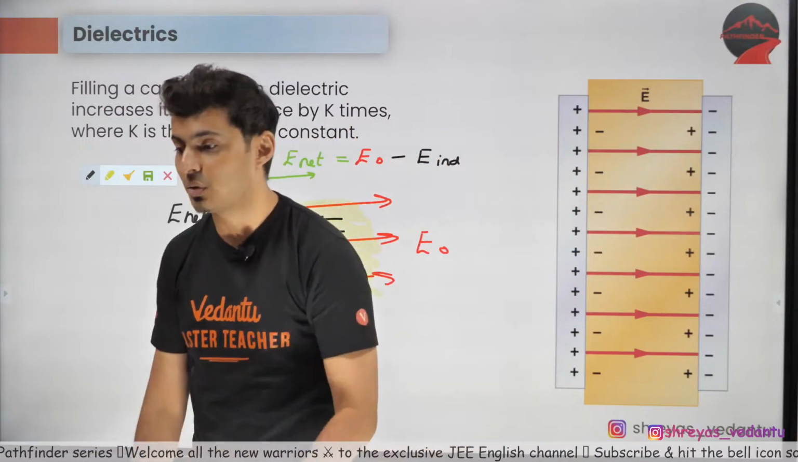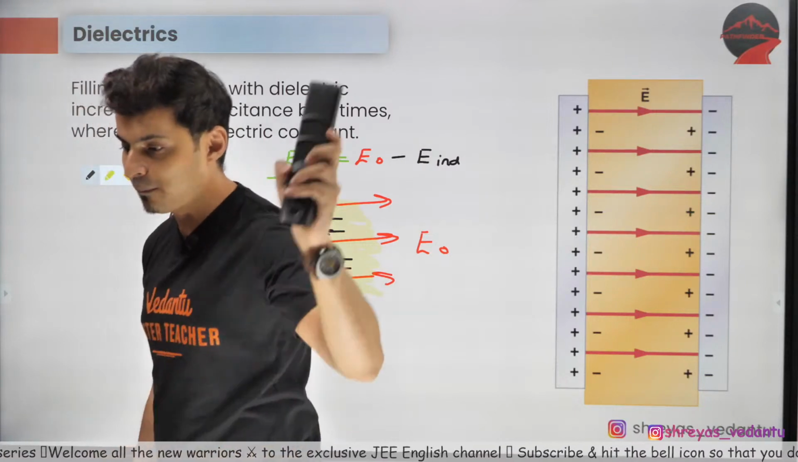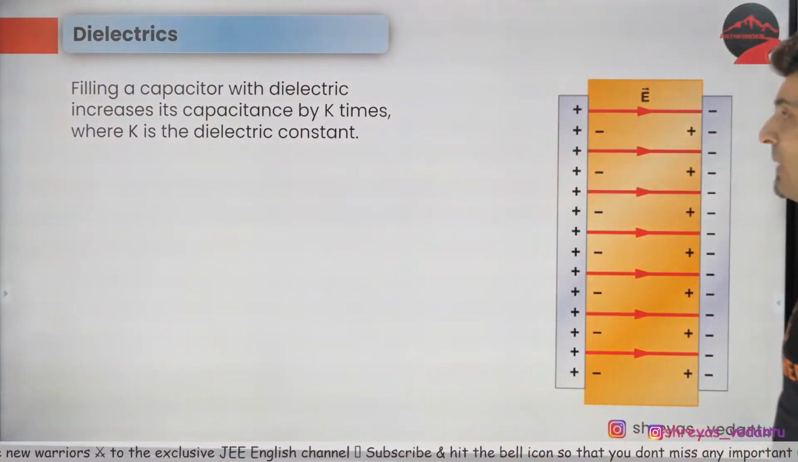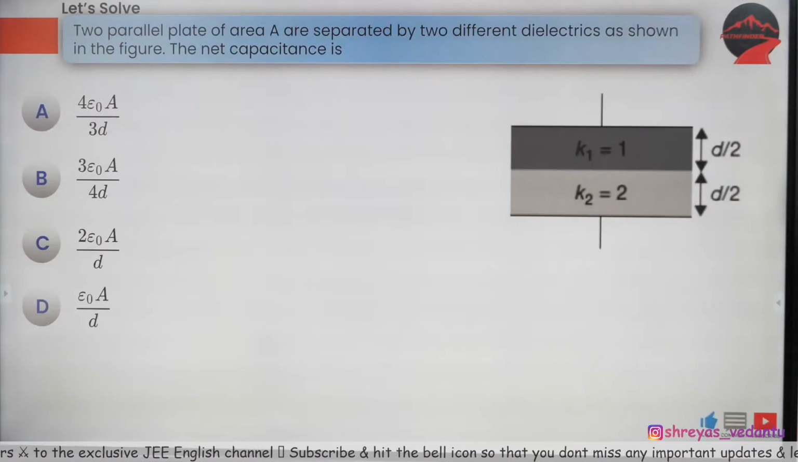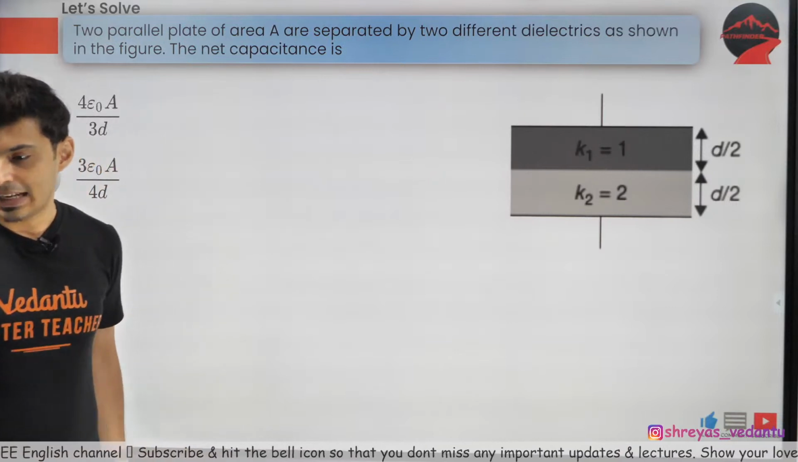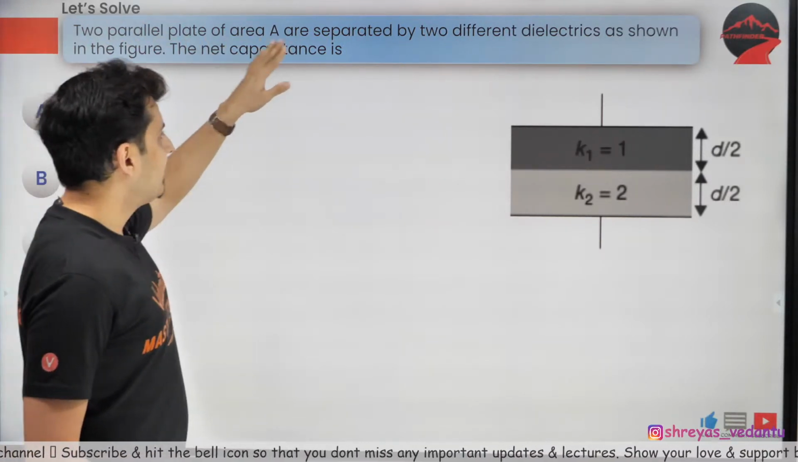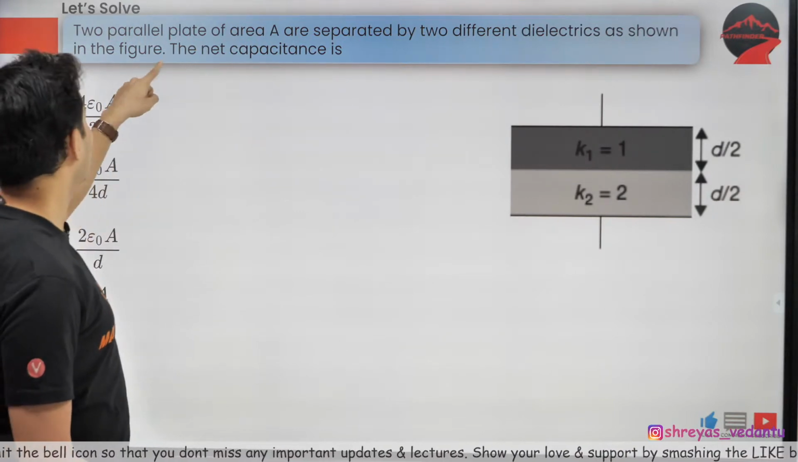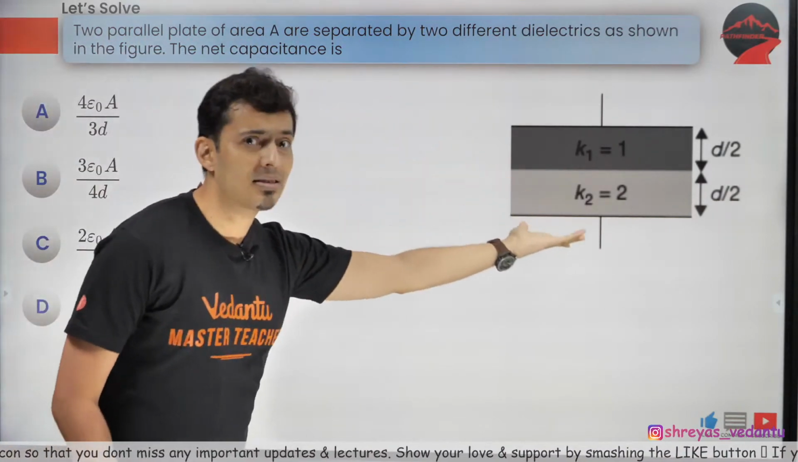Is that understood, my warriors? Yep, correct. So that's how you should remember it. The capacitance increases K times. Let's solve some questions on this, and here is the standard question. Two parallel plates of area A separated by two different dielectrics are shown. The net capacitance is how much?